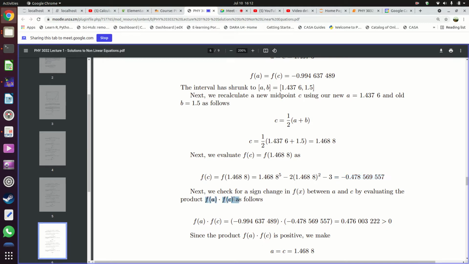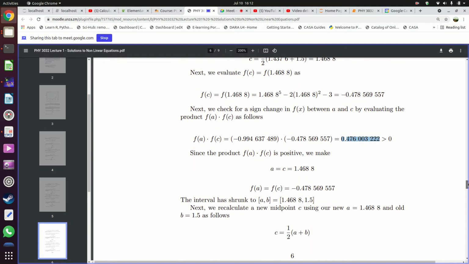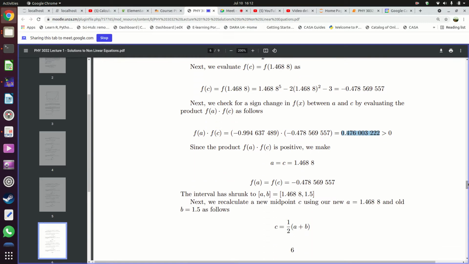Okay. Then you want to find out if between A and C, your new C, there's a solution by multiplying f of A times f of C. Now, f of A is this one, it's negative. F of C is this one, it's negative. So when you multiply f of A times f of C, you end up with a negative number multiplied by a negative number, which is positive, greater than 0. So basically that shows you that there is no solution between A and C. So if there's no solution between A and C, then you make C become A and f of C become f of A.